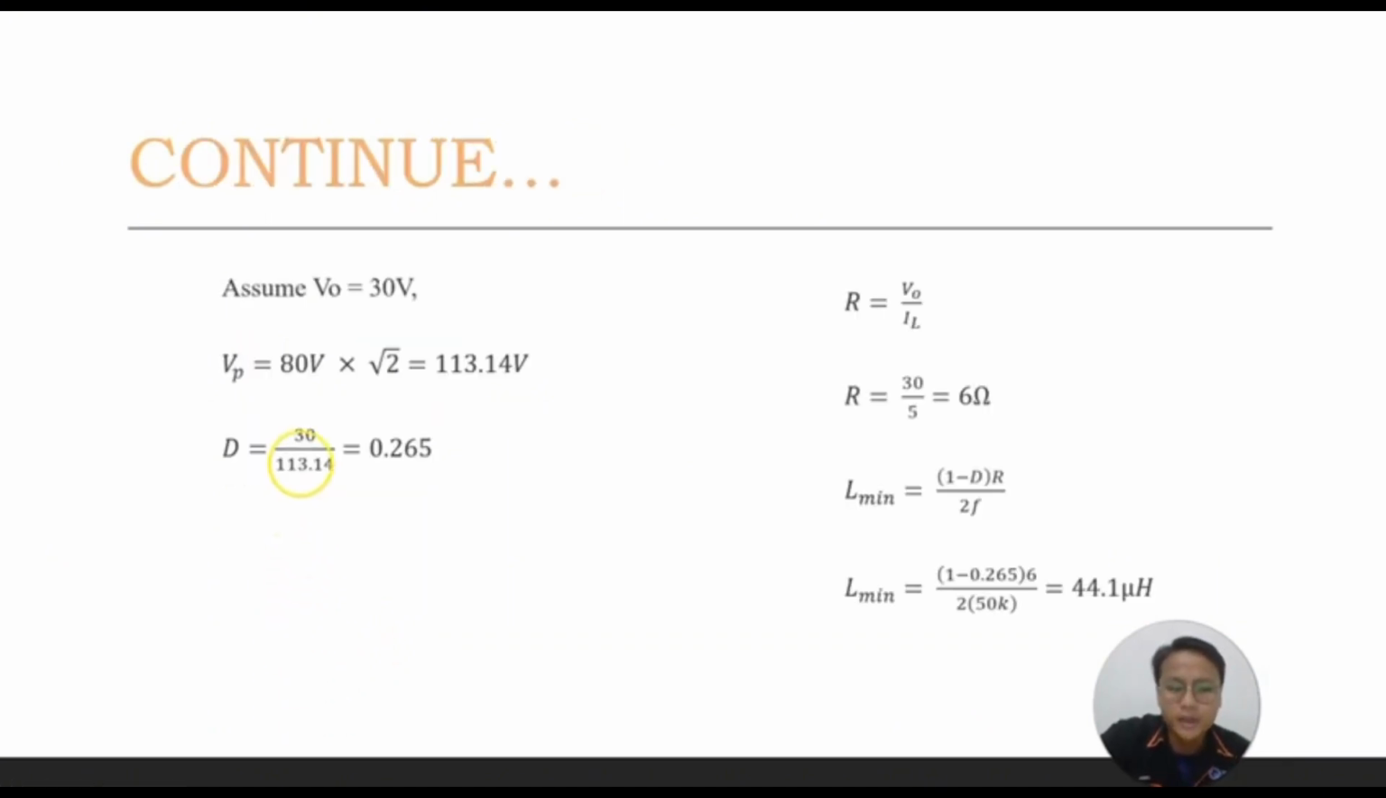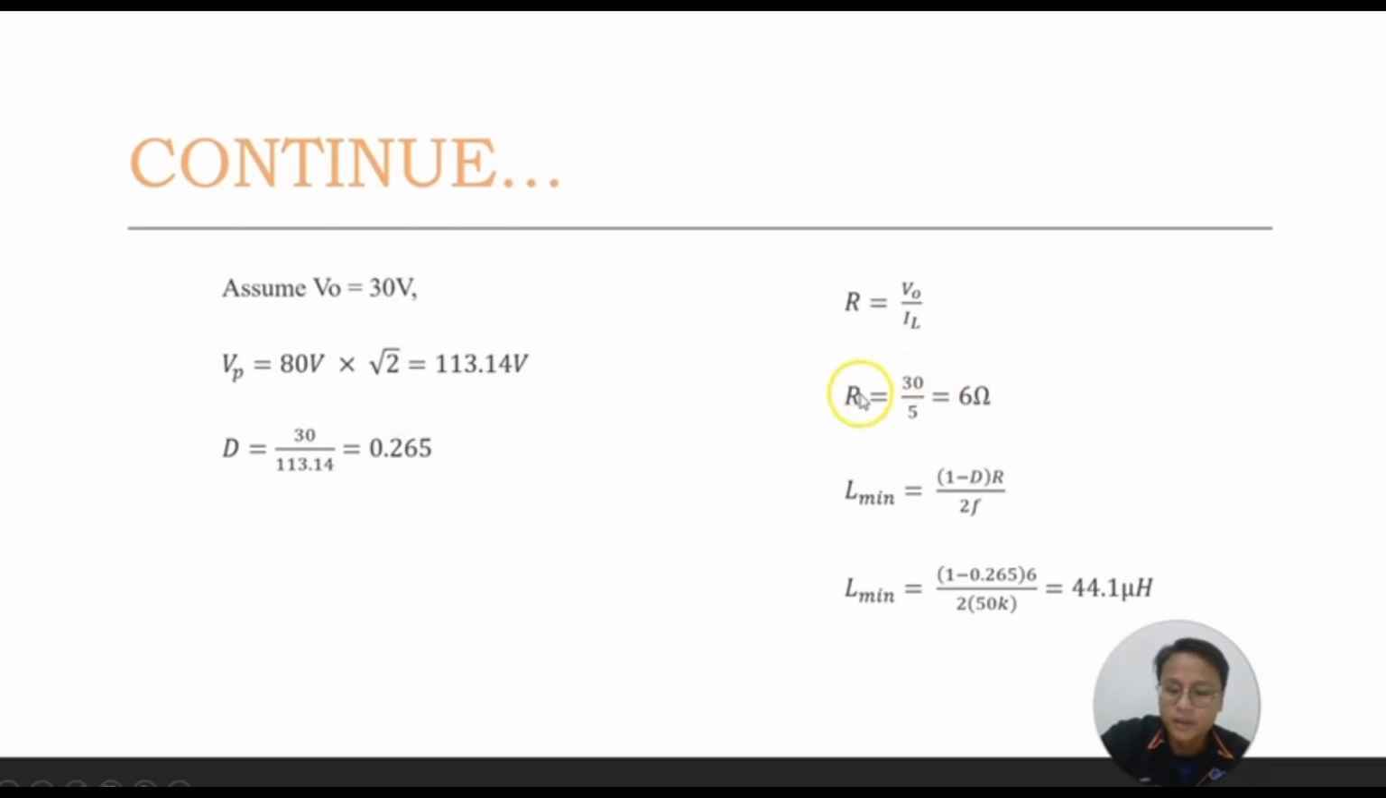So we assume the output voltage is equal to 30 volt because the question gave us the output voltage range of 0 to 32 volt. And then we must find the V peak for our input voltage. So VP is equal to 80 volt times square root of 2, so we got 113.14 volt. Next we find our duty ratio. The duty ratio is equal to 30, our output voltage, divided by 113.14, our V peak. So we got 0.265 for our duty ratio.